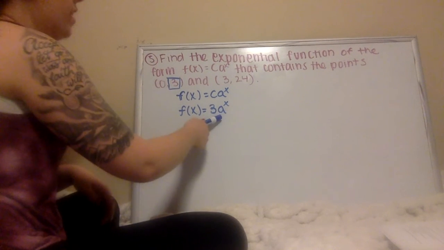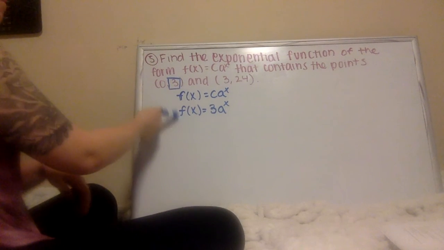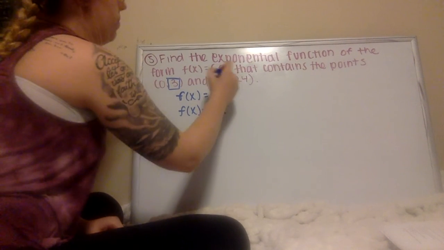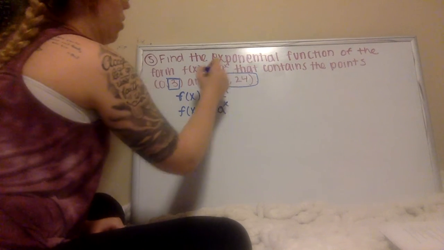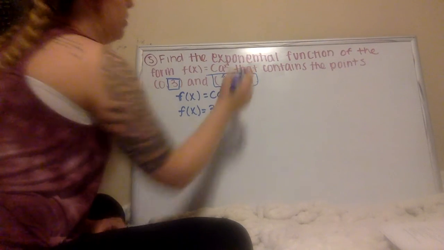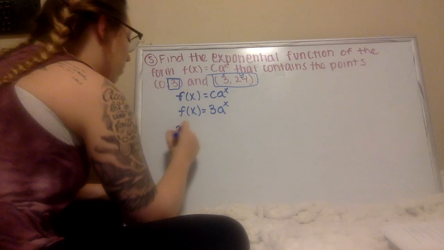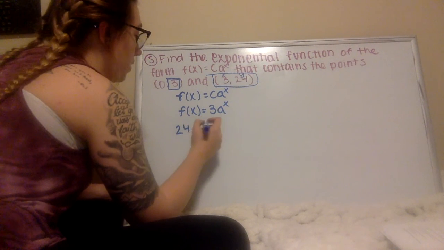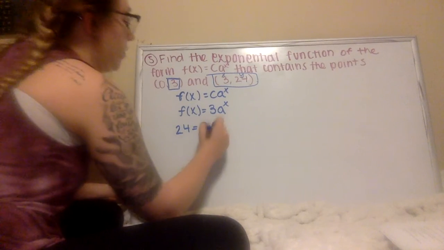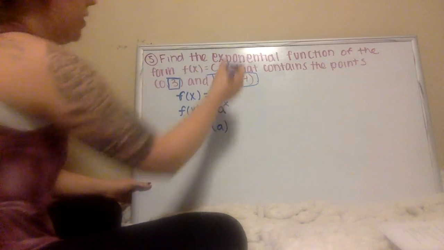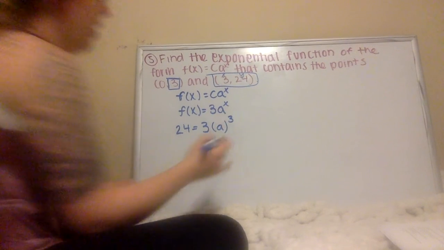To solve for a, we need to plug in an x and plug in a y. So that's where this point is going to come in. This point is what we're going to plug in for our x and our y value to solve for a. So we're going to plug 24 in for y, so we have 24 equals, and we had our 3 already. a is what we're solving for, and then 3 is what we're plugging in for x.